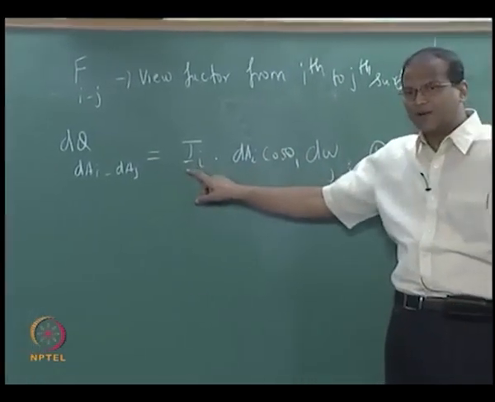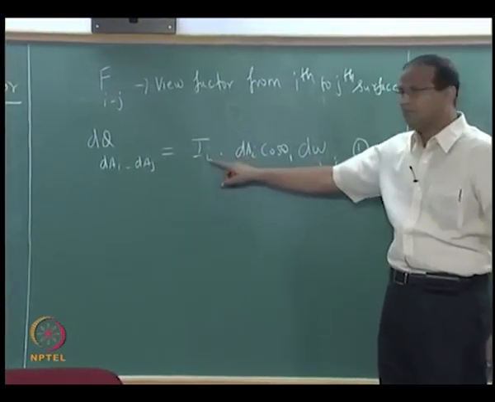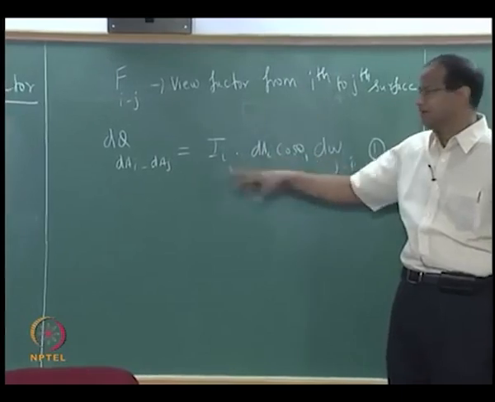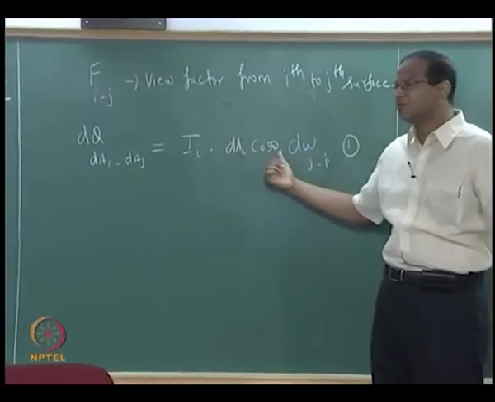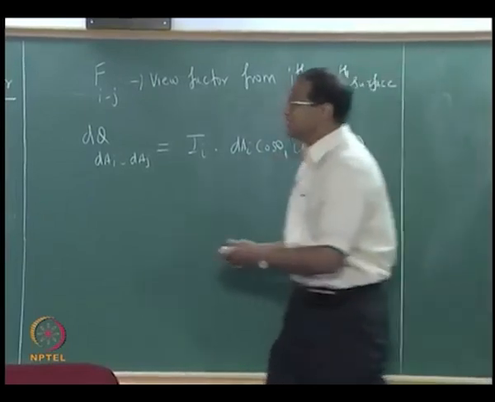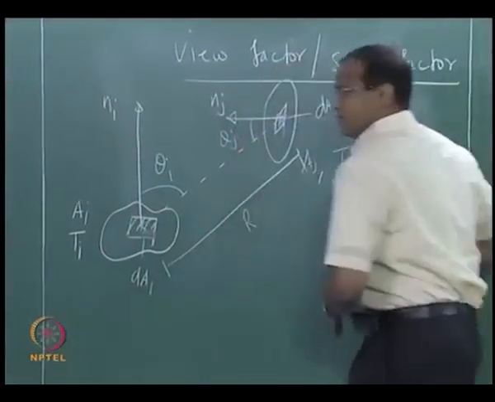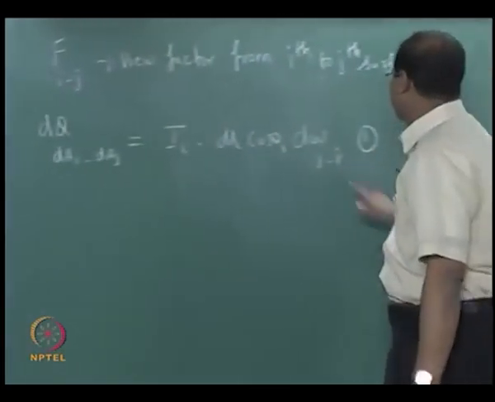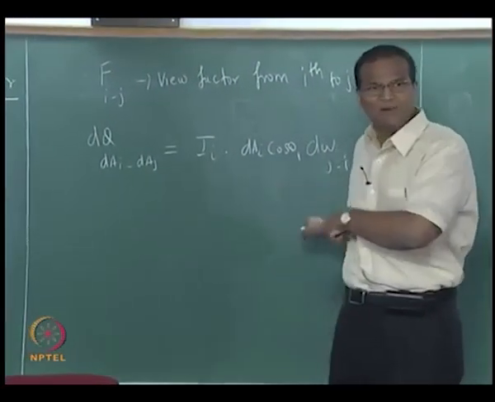Intensity is in watts per meter square per steradian, multiplied by dAi cos theta to take care of the projected area, because the radiation has to go in this direction. Then d omega ji. Now we can write the expression for d omega, the elemental solid angle.